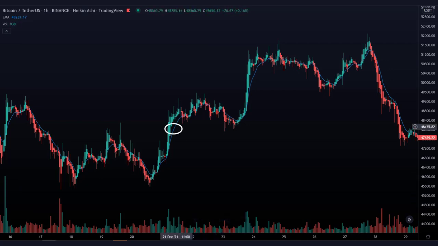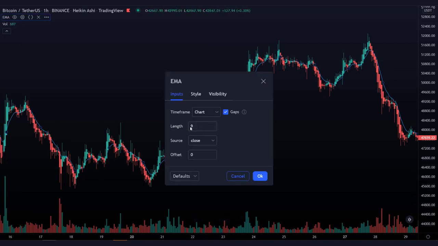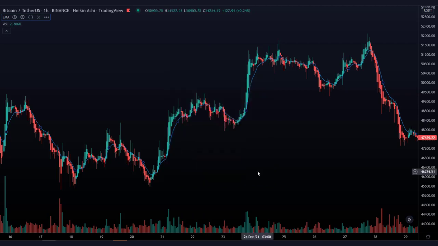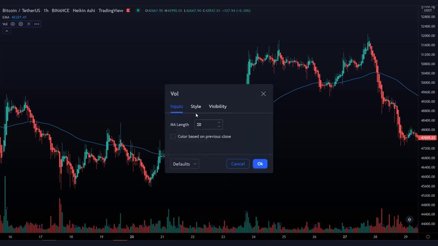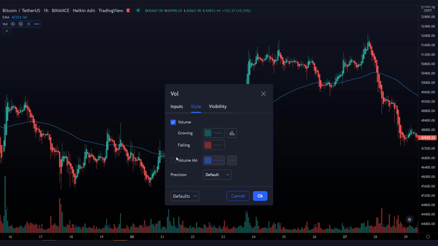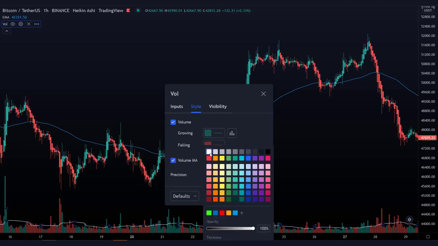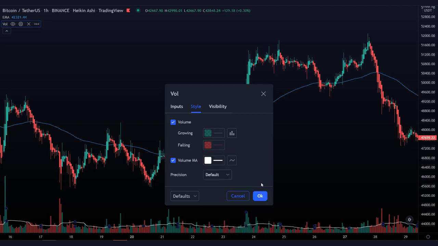We first have to adjust these two indicators. First, double-click on the moving average and change the length to 100. This turns the line into a larger average. Then double-click on the volume indicator and turn on the volume MA. You can make this color white to distinguish it from the other moving average.